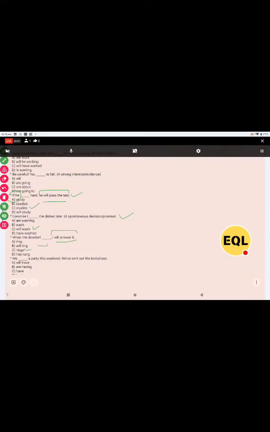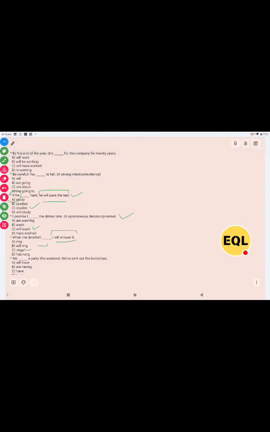Okay, guys, now let's move on to the next sentence. The next sentence is this one. We dash a party this weekend. We have sent out the invitation. Okay, in the first sentence, we have a prediction. So whenever you have a prediction, you should use future indefinite. It means you should use will or shall with first form.